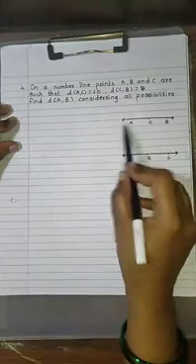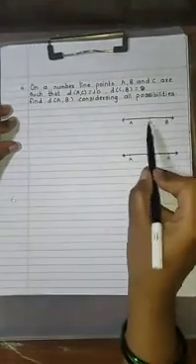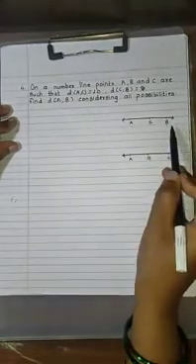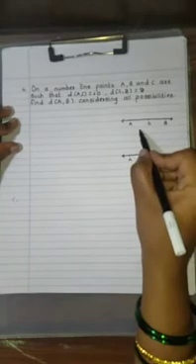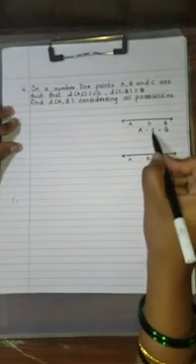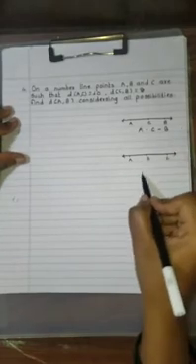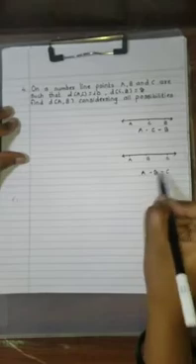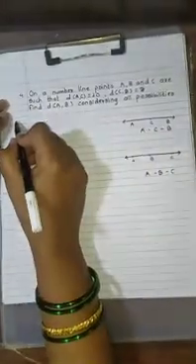Now first possibility what we have considered, that C is in between A and B. Second possibility what we have considered, that B is in between A and C. Here we have considered that C is in between A and B. In the second possibility we have considered that B is in between A and C. Okay, now let us write down possibility 1.